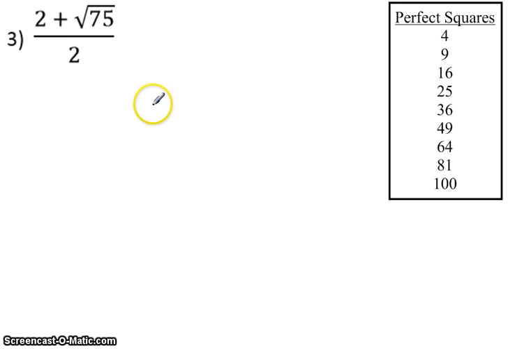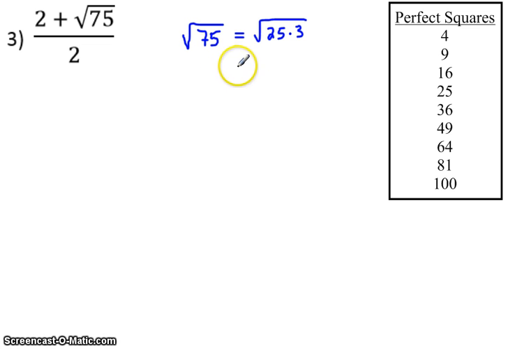2 plus square root of 75 over 2. Again, I'm going to simplify square root of 75. And the biggest perfect square that goes into 75 is going to be 25, because 25 times 3 equals 75. So I'll do 25 times 3. Break them apart. And finally, the square root of 25 is 5. So we got 5 square roots of 3.